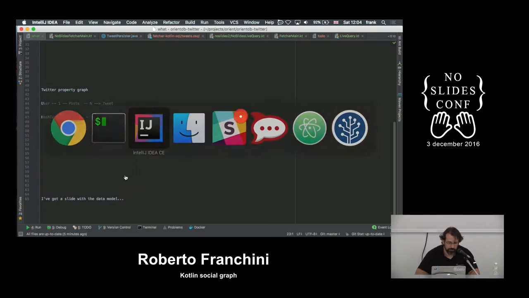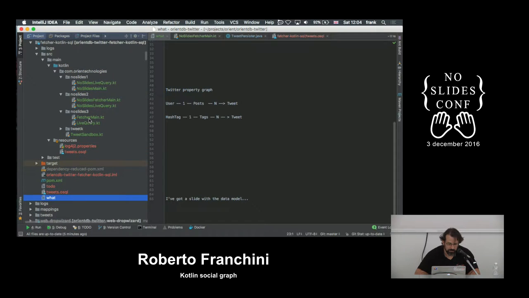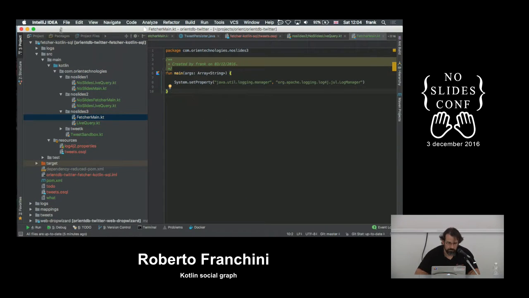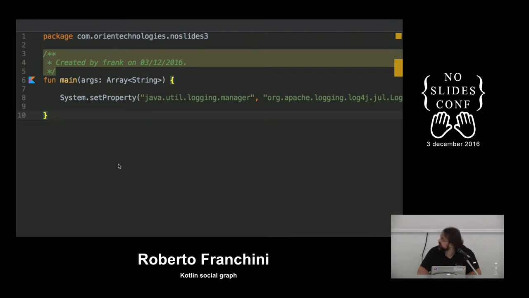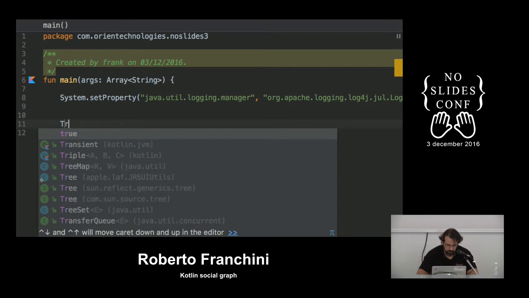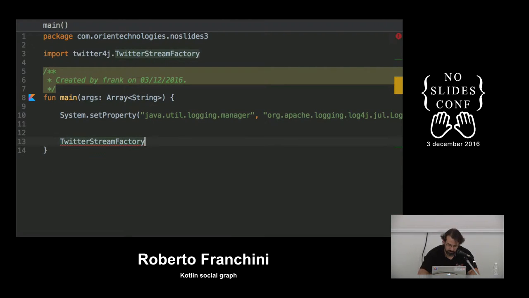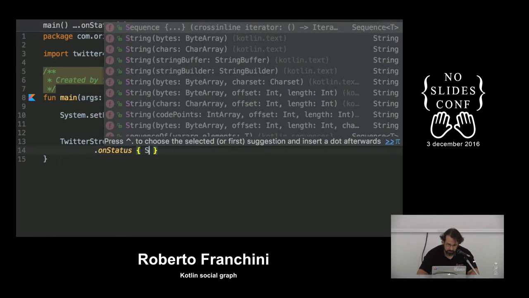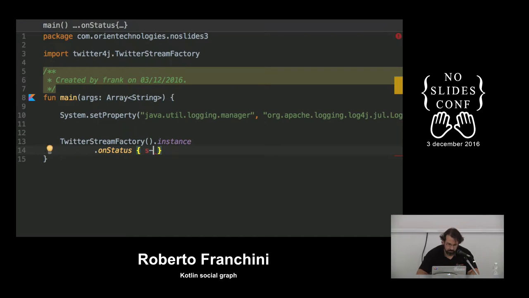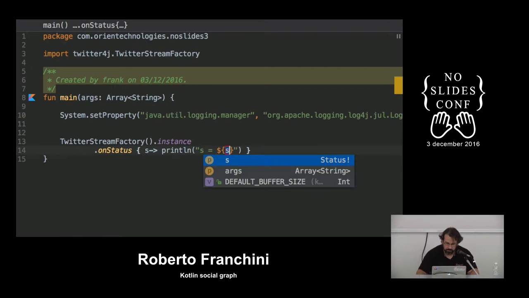Okay, let's code. Can you see the code? Do you prefer maybe presentation mode? It's better? Okay. Okay, first thing, we want to fetch data from Twitter stream. String factory instance dot on status.